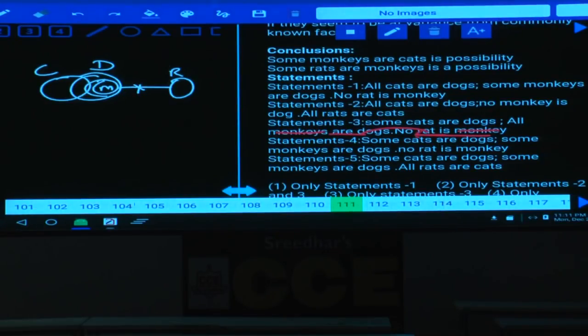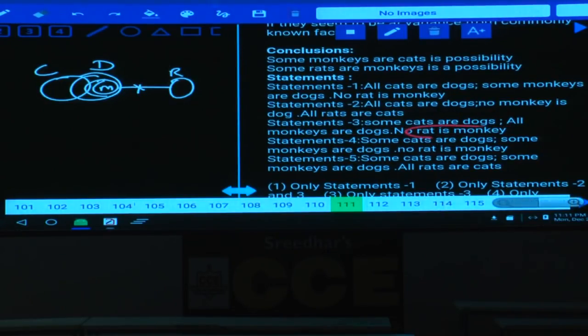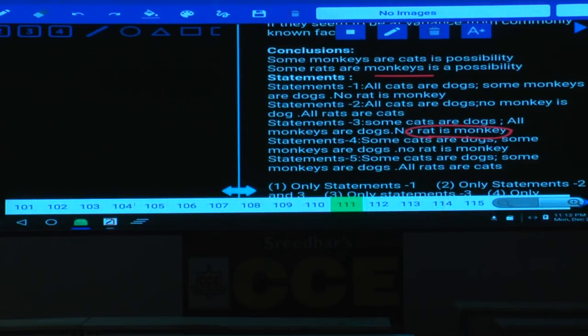Now, sir, no rat is a monkey, is there? No rat is a monkey means some rats are monkeys is not at all possible. No need to draw the diagram also. With the help of that statement, I can definitely draw this. Again, here also no rat is a monkey. Some rats are monkeys is possible is ruled out.